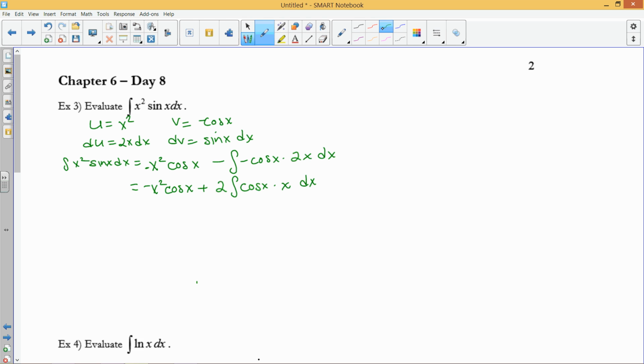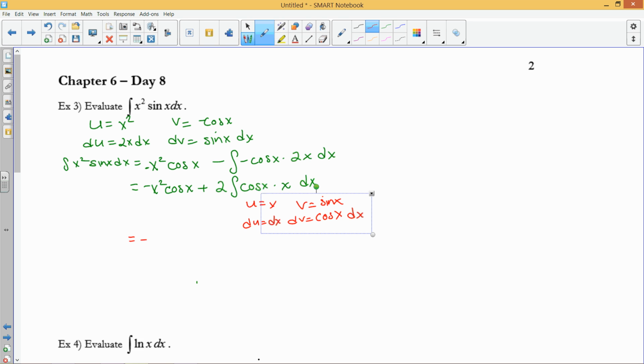So for this one, I'm going to do another substitution. U, L-I-A-T-E. No logs, no inverse trig. Here's an algebraic. u is x. dv is everything else. And then du is going to be dx, 1 dx technically, and v is going to be sine x.